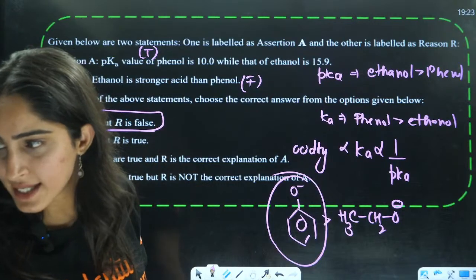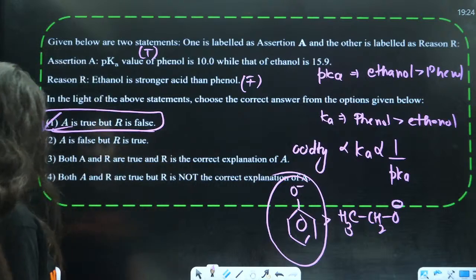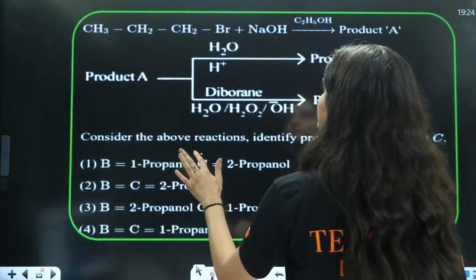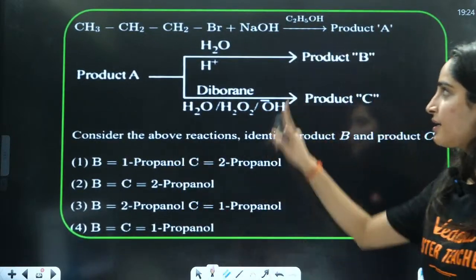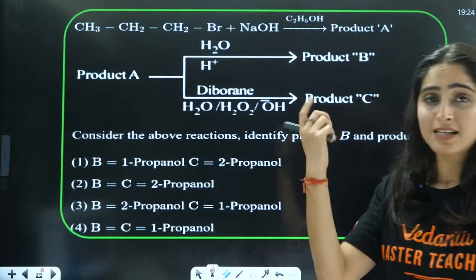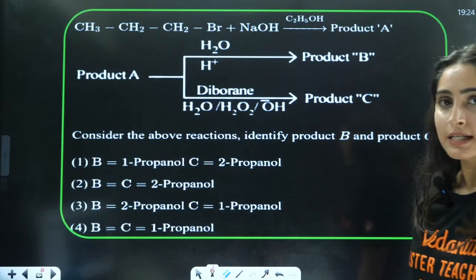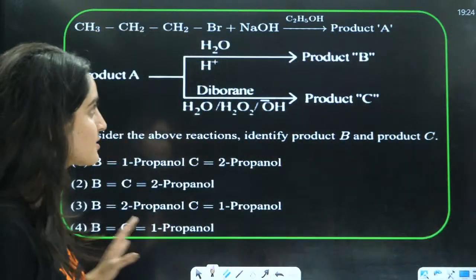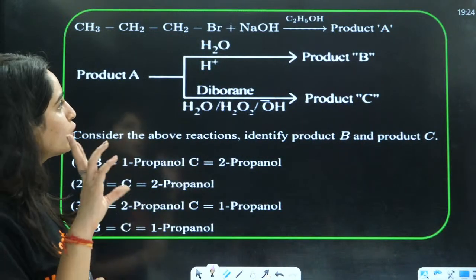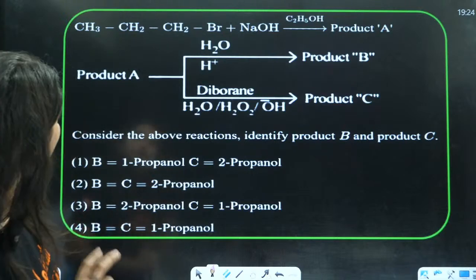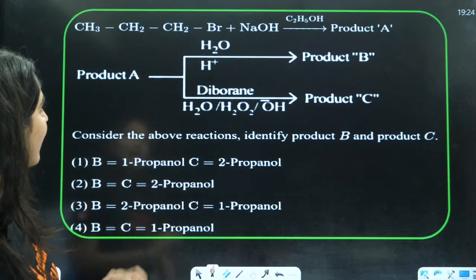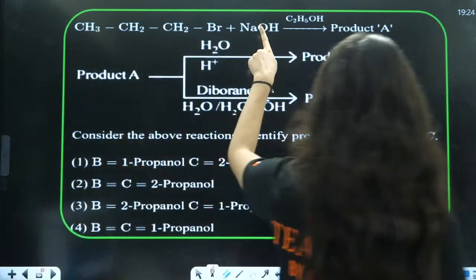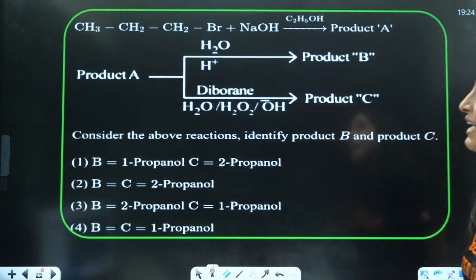Right? Okay, guys. Very good. Next is, wow, amazing. We did this question yesterday in the previous lecture as well, right? It is your previous year question only. Let us see if you can answer this or not. Basically, they are giving you 3 things here. They are saying that you have CH3CH2CH2Br with NaOH in the presence of an alcohol.